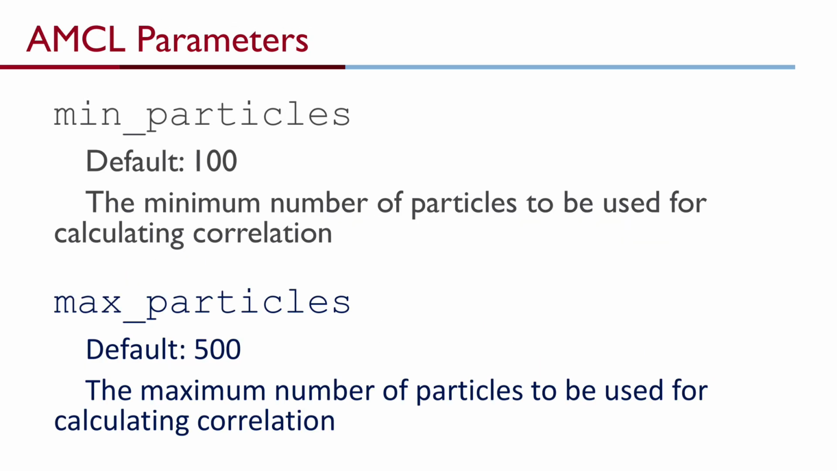The AMCL package provides parameters for the minimum and maximum number of particles. These values control KLD sampling, which automatically adjusts the particle count based on uncertainty. If the maximum is too high, the update rate slows down. If it is too low, the localization becomes inaccurate.